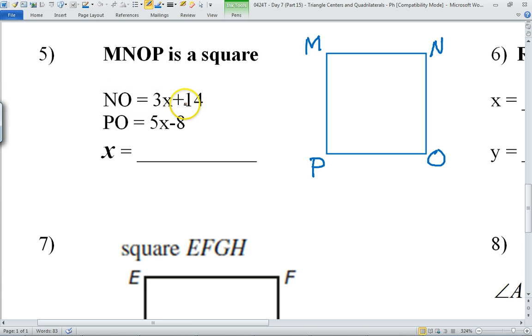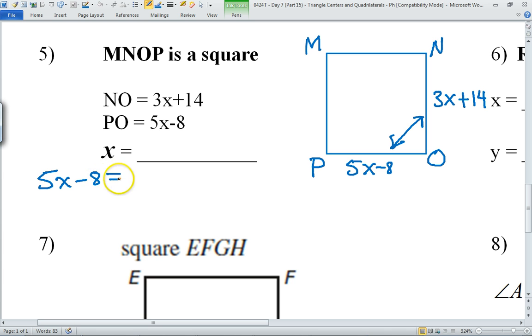NO is 3x plus 14. That means this is 3x plus 14. Meanwhile, PO is 5x minus 8. Since this is a square, these two should be equal to each other. All sides of a square are equal. So that means we should be able to go 5x minus 8 equals 3x plus 14.